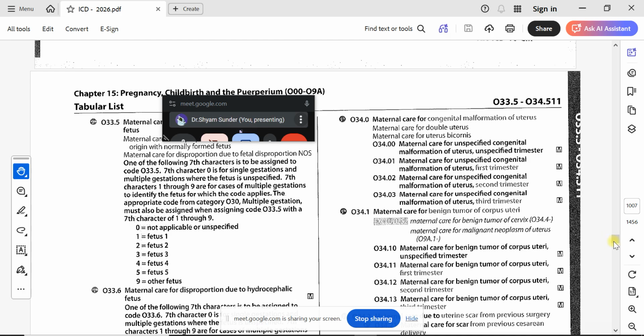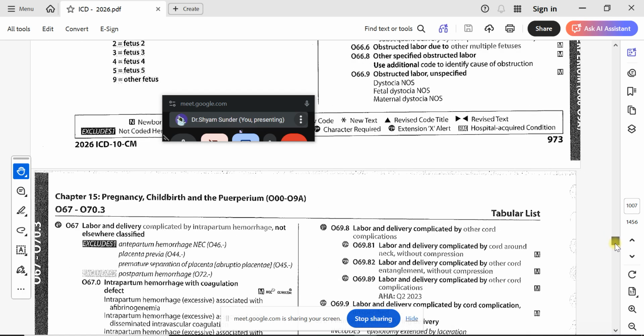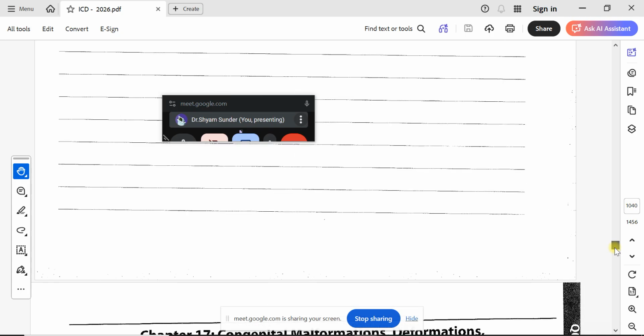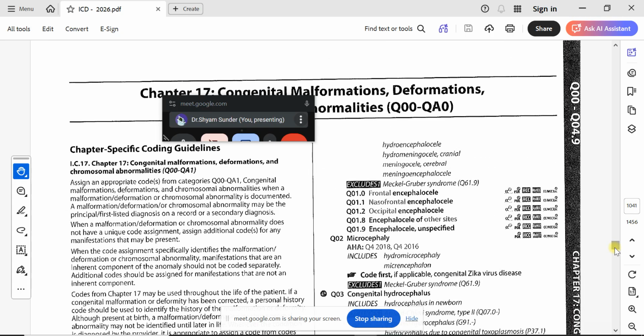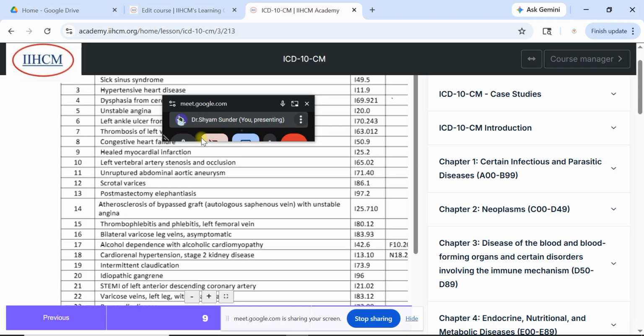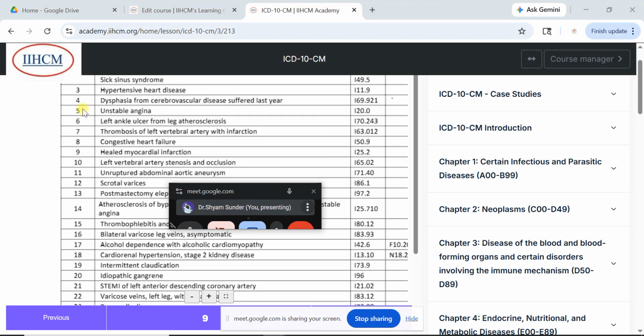So can we go to chapter 17 further, or do you have any questions from previous chapters? Yes, question number 6, left ankle ulcer from leg atherosclerosis. Now here again we have to abstract. We have to list out the problems. What are the problems here?